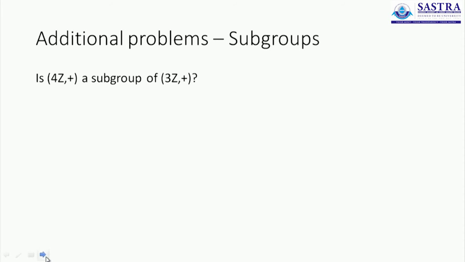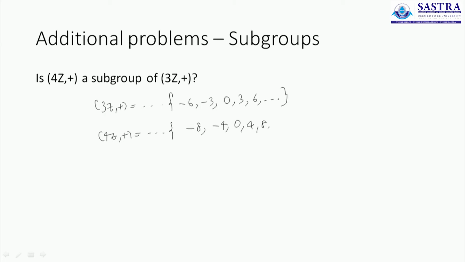Next question is about 4Z+ again, but this time we are checking for 4Z+ becoming a subgroup of 3Z+. Now what is 3Z+? 3Z+ is simple. Minus 6, minus 3, 0, 3, etc., so on and so forth. Is 4Z+ a subgroup of 3Z+? 4Z+ is non-empty, you know that. Starts with minus 8, minus 4, 0, 4, 8, etc.